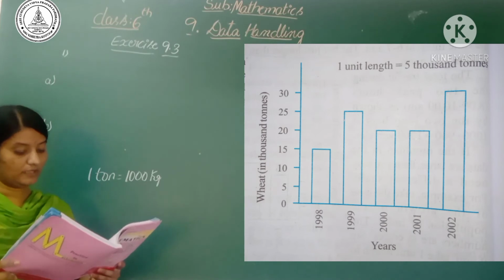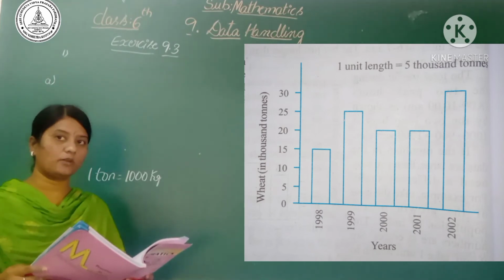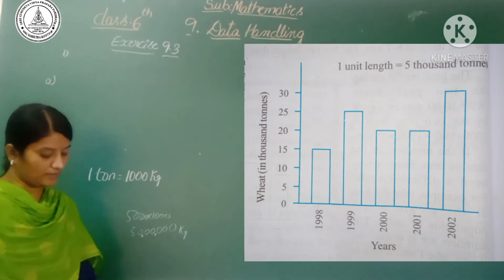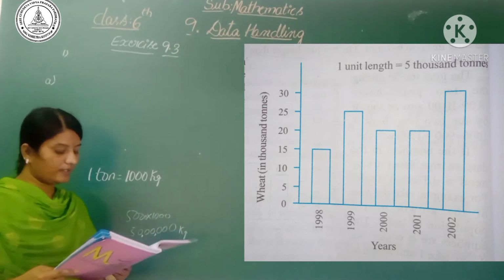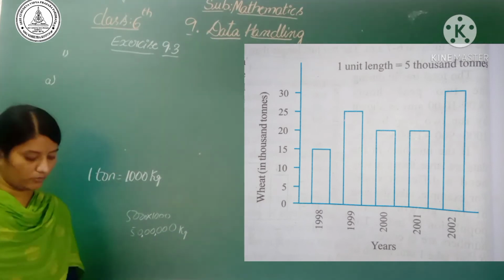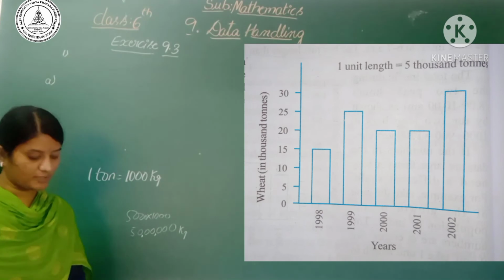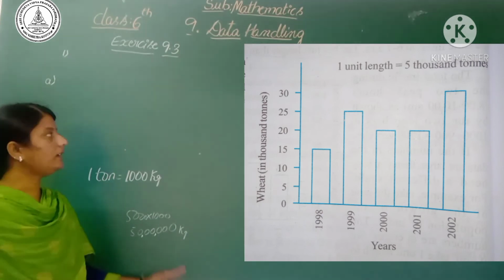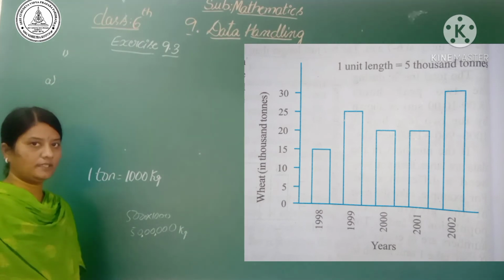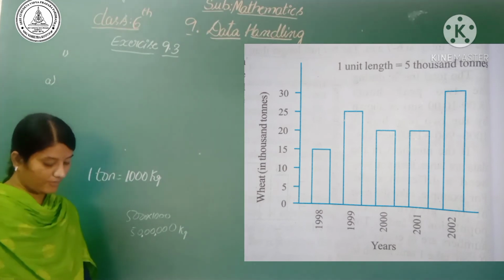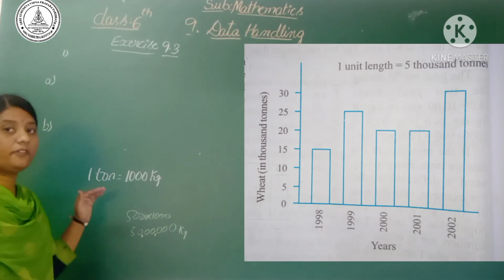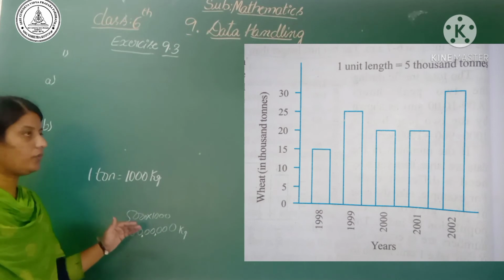So 5,000 tons means 5,000 into 1,000 is 50 lakh kg. Okay, yes sir. Then see here. In the x-axis we can see the years given, so the weight purchased by the government in the year, and in the y-axis we can see the weight in 1,000 tons. Okay, yes.